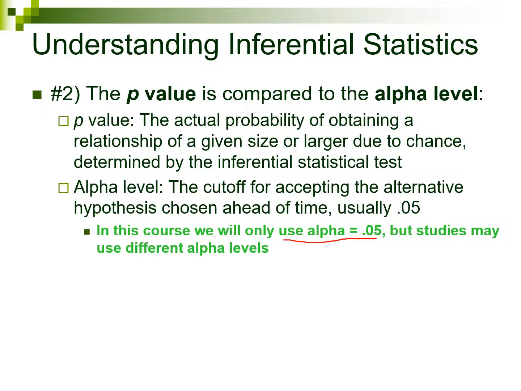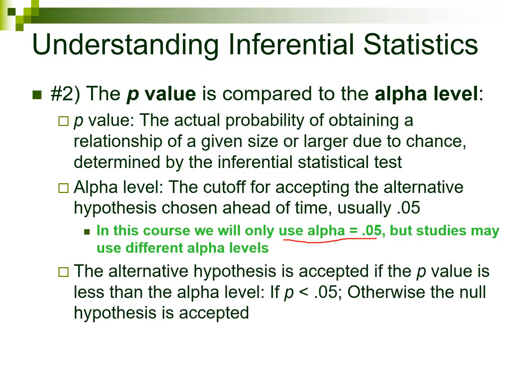How do we determine then whether to accept the alternative or the null hypothesis? Again, it's fairly straightforward. The alternative hypothesis is accepted if the p-value is less than the alpha level. That is, if p is less than 0.05. Otherwise, the null hypothesis is accepted. If your p-value is less than the alpha level, which for us is going to be 0.05, you accept the alternative hypothesis.